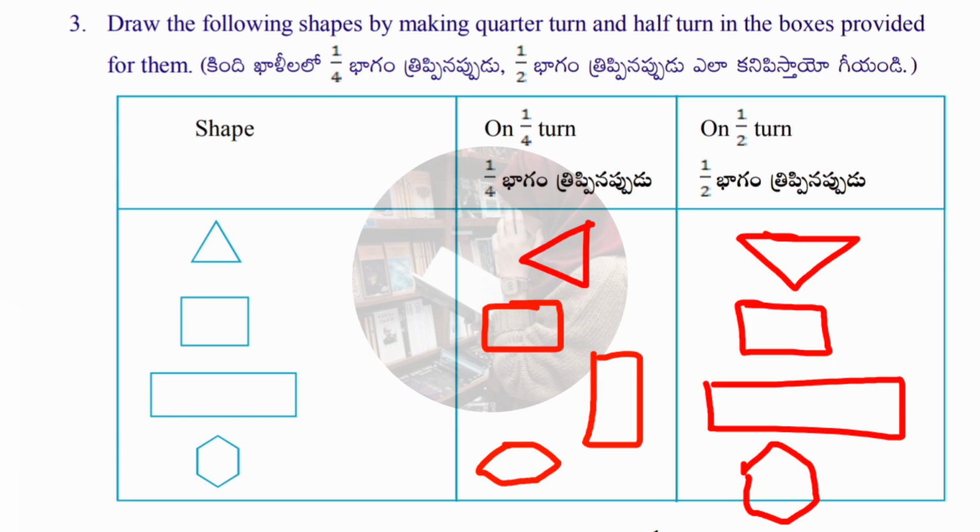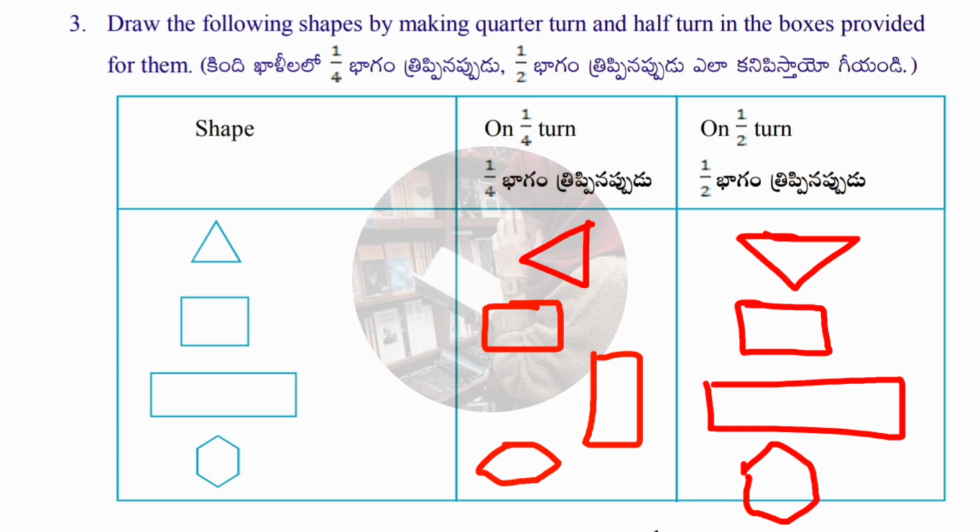Means half turn is the same for a rectangle. Okay. Next, the last picture: if I give a 1 by 4th turn, it looks like this, whereas for a half turn it looks exactly the same. Understood, guys? Please draw it neatly by using a scale. Here I am just drawing freehand, that's why it looks like this. So please always use a scale while drawing mathematical shapes.